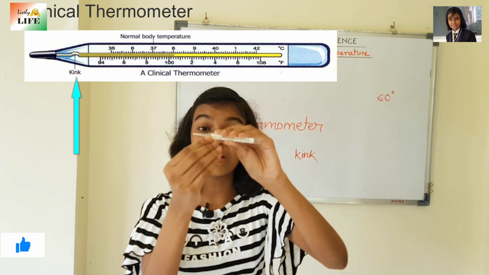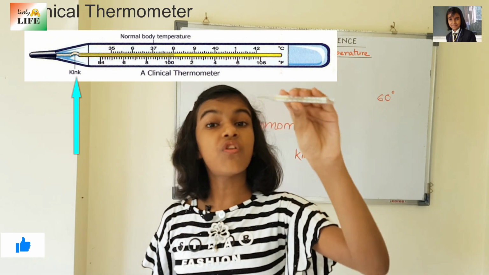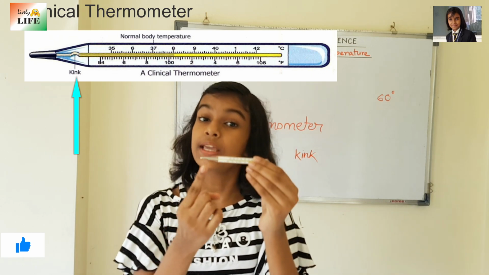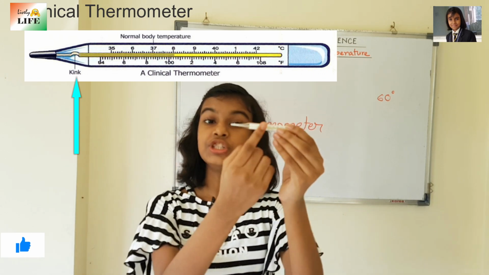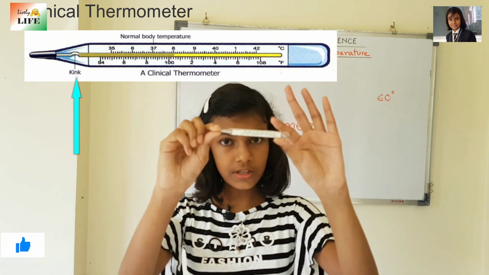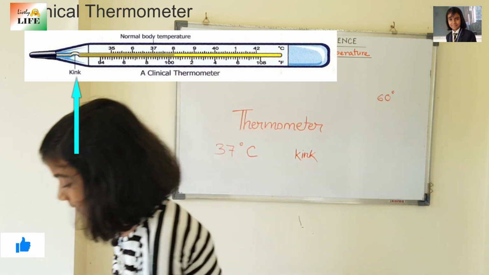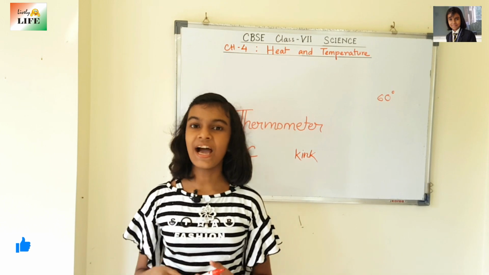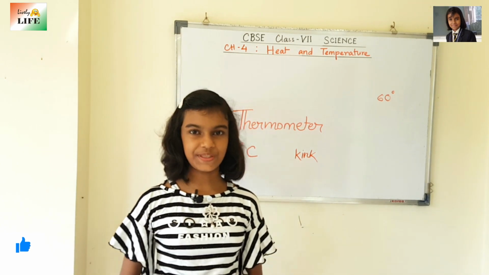The kink prevents the mercury from falling off. Okay, what is the importance of the kink? The kink prevents the mercury from falling off. Is it clear? Okay, so this was the clinical thermometer, and now the next one is the laboratory thermometer.